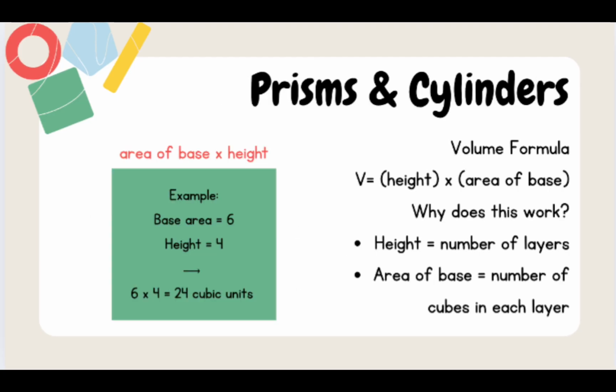Now we are ready to look at the prisms and cylinders formula. For prisms and cylinders, we find volume by multiplying. This is the area of the base times the height. This tells us how many cubes are in one layer, and the height tells us how many layers there are. So if the base has an area of 6 units and the height is 4 units, to find the volume you have to do 6 times 4, which equals 24 cubic units.